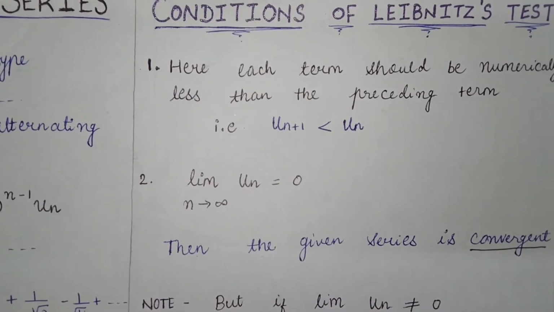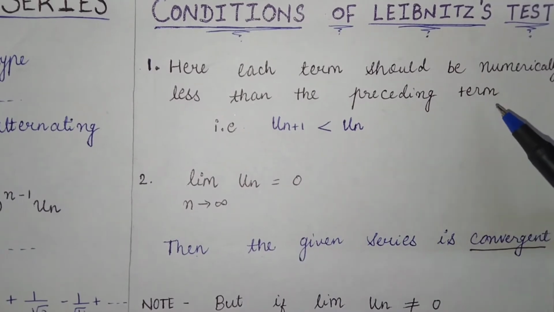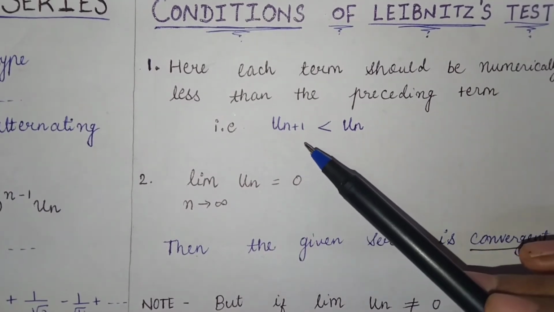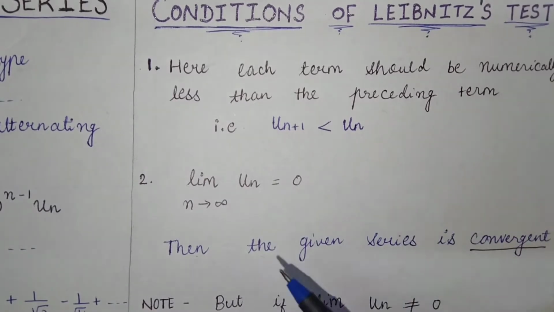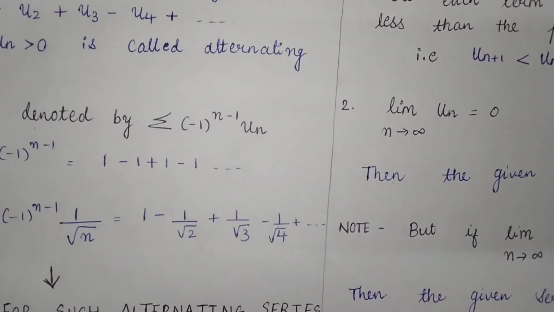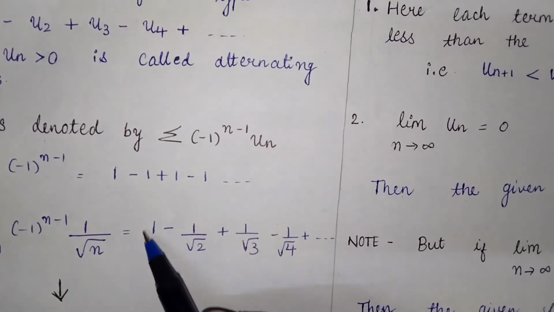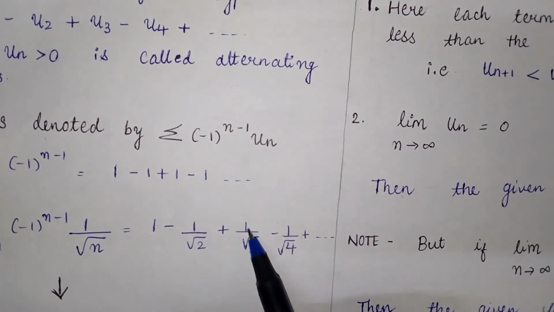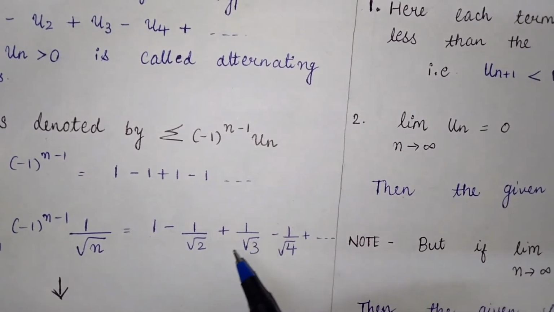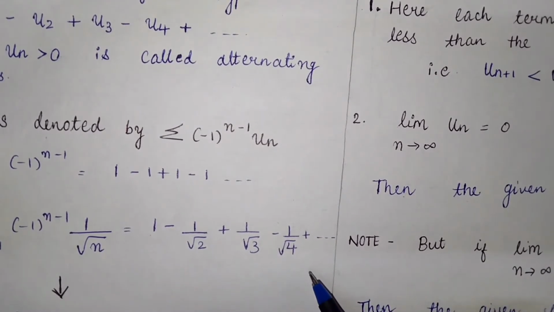Then the first condition is, each term should be numerically less than the preceding term. That is, un plus 1 should be less than un. It means the next term should be less than the preceding term. Means this term is bigger than the next one, similarly this term is bigger than the next, and the terms keep getting smaller than the preceding term. Okay, means the series is decreasing.